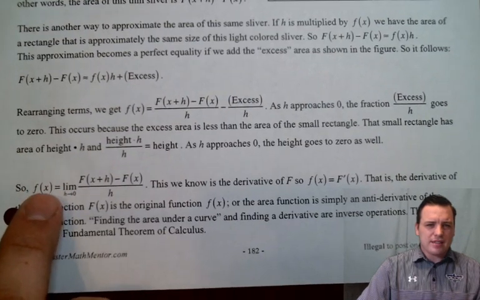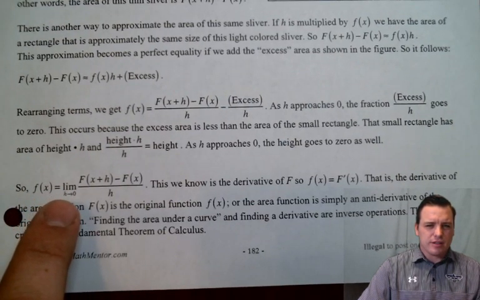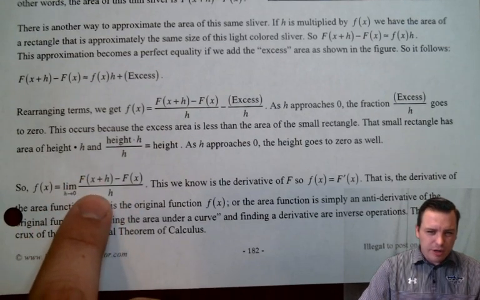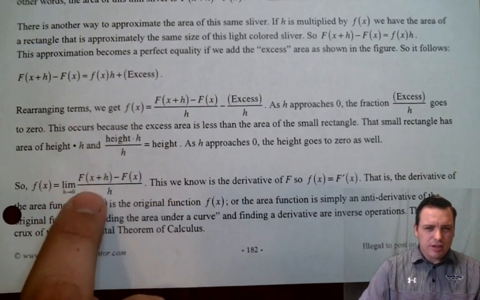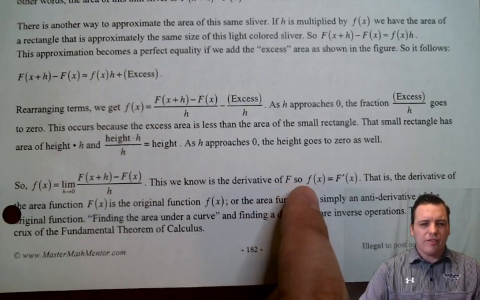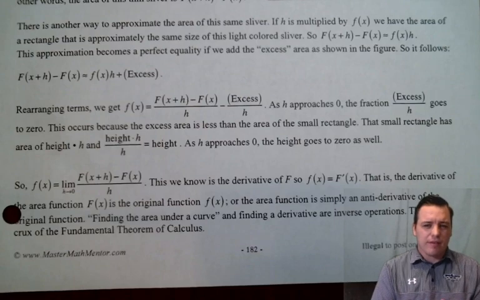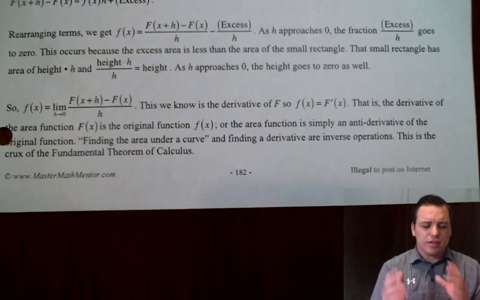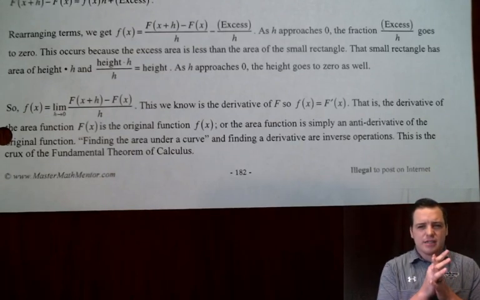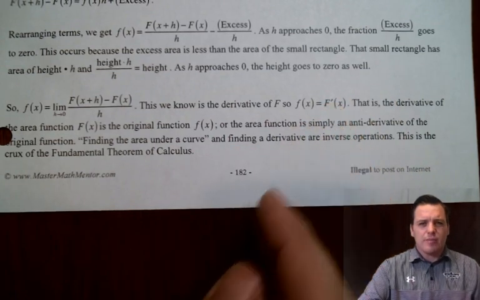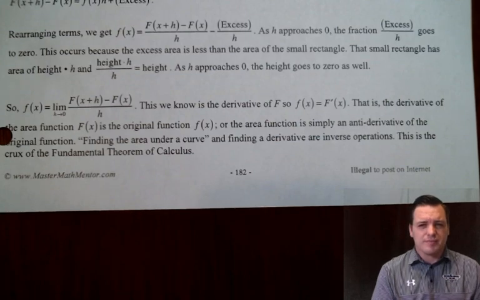So f of x equals the limit as h approaches 0 of big F of x plus h minus big F of x over h. Now that should look familiar from the very beginning, guys. This right here, we know is the derivative of big F. So f of x is equal to the derivative of big F of x. That is, the derivative of the area function of f of x is the original function. We discussed that in a previous section when we were talking about the accumulation function. We're building up to this whole theorem of calculus that f of x is equal to the derivative of big F of x.